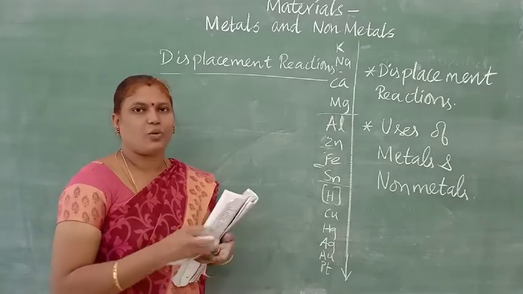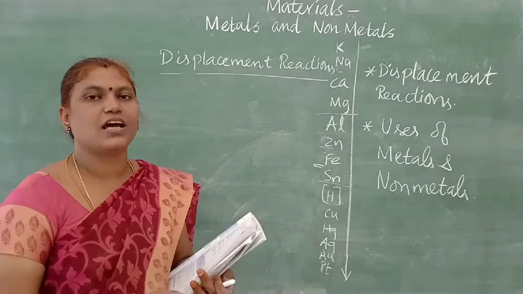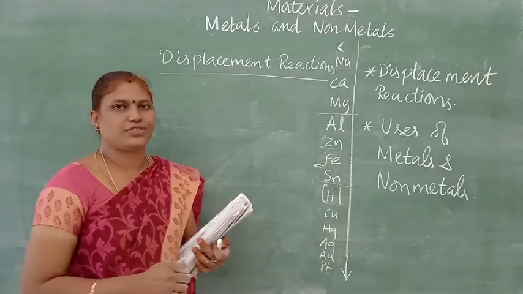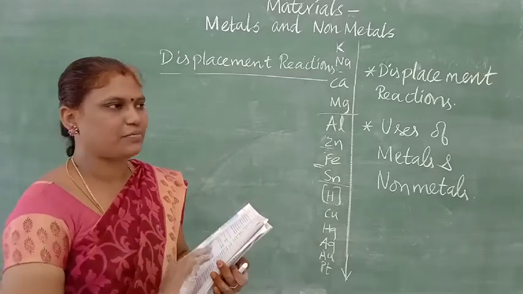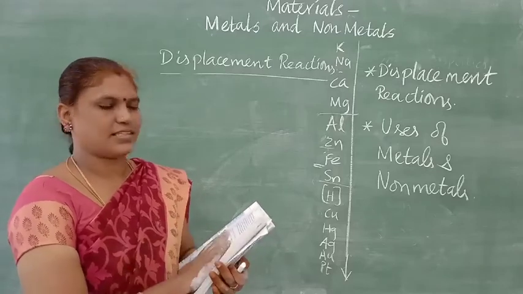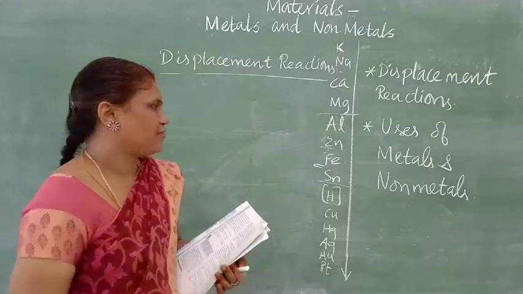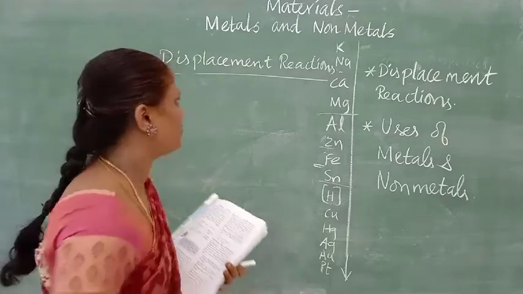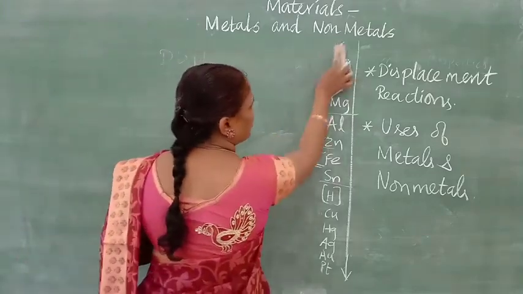Can you understand? Only a highly reactive metal can displace a less reactive metal from its salt solution, whereas a less reactive metal cannot displace a highly reactive metal from its salt solution. This is the displacement reaction. We are going to see the next one, the uses of metals and non-metals.